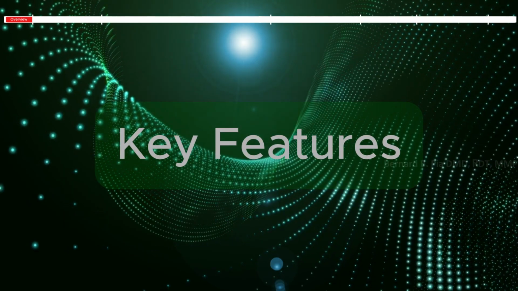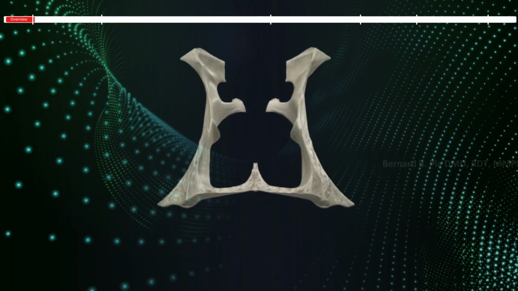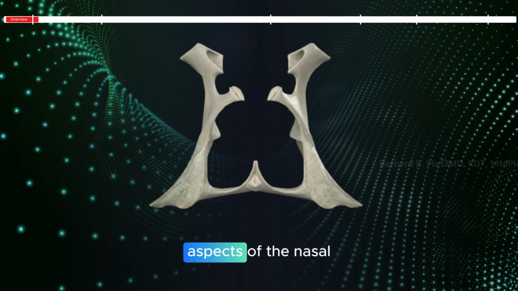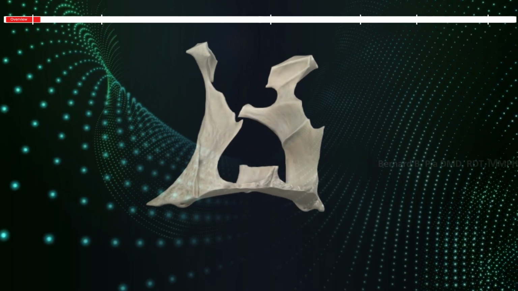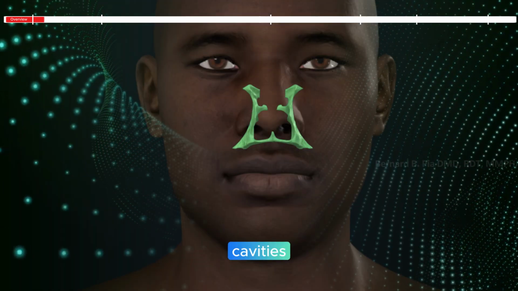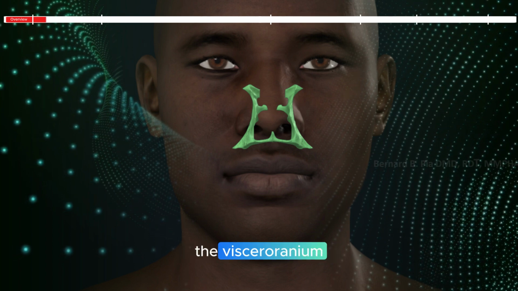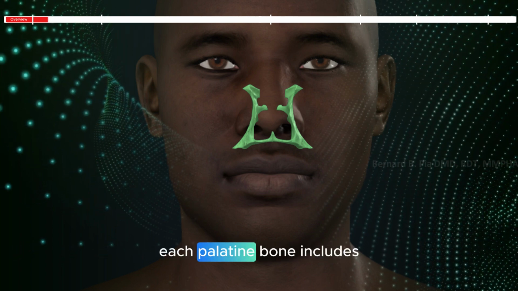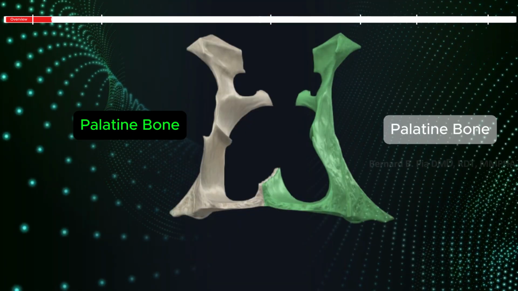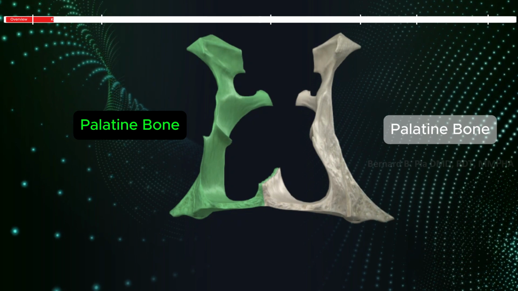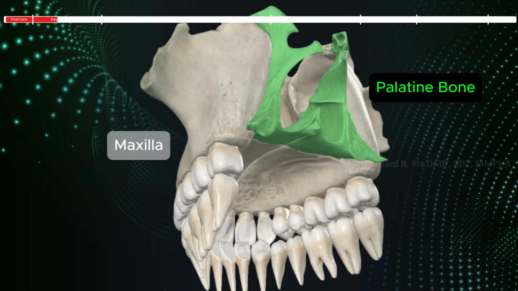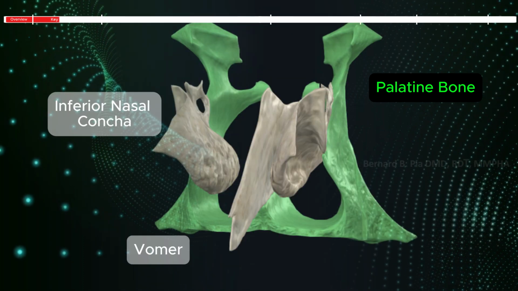Key features and anatomical relations. The palatine bones are a pair of L-shaped bones found along the posterior aspects of the nasal and oral cavities. They are classified as irregular bones and contribute to the formation of the nasal cavities, bony hard palate, and the viscerocranium. Each palatine bone articulates with the opposite palatine bone, ethmoid and sphenoid bones, maxilla, vomer, and inferior nasal concha.